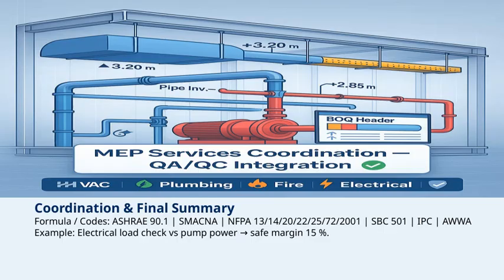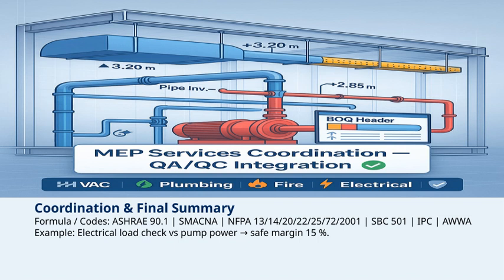Now, let's wrap things up with some key points on coordination and the final summary. Throughout this presentation, we've seen how important it is to adhere to established codes and standards like ASHRAE 90.1, SMACNA, NFPA series, SBC 501, IPC, and AWWA. These guidelines ensure our designs are safe, efficient, and compliant.